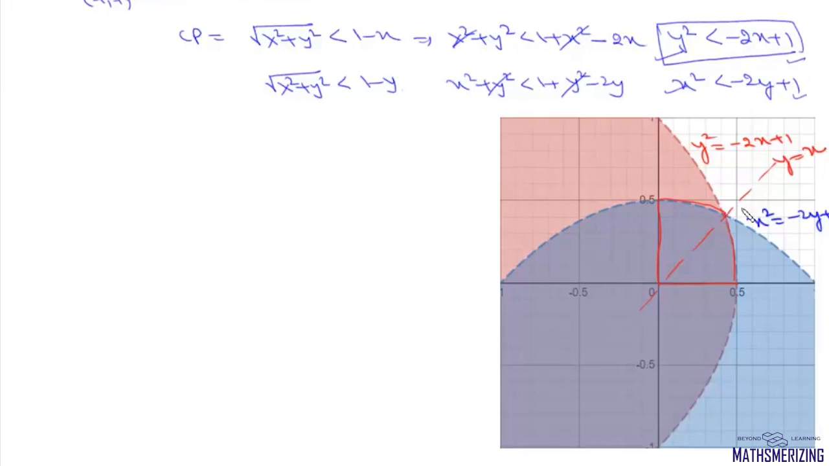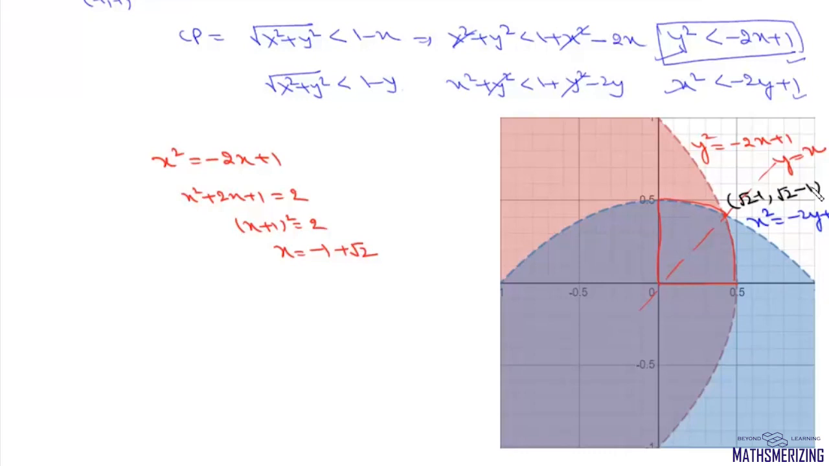So first we'll find this point of intersection. So we'll put y as x, then we can write x square equals minus 2x plus 1. So it will be x square plus 2x plus 1 equals 2. So x plus 1 whole square is 2. So the value of x is minus 1 plus root 2. So this point will be root 2 minus 1 and root 2 minus 1. Now since these two areas are symmetric about the y equals x line, what we'll do is we'll actually find this area.